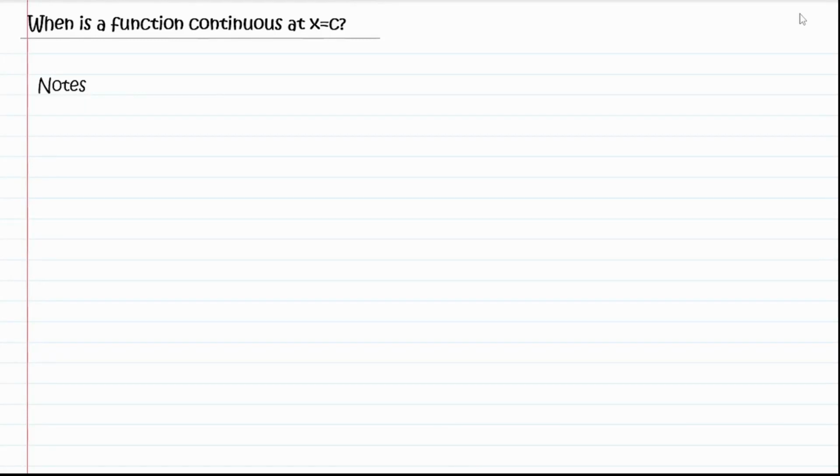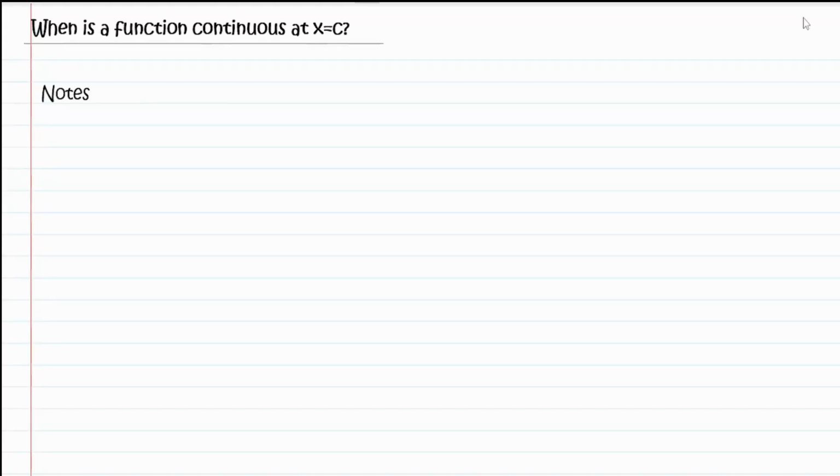Hey guys, in this video we're going to be talking about when functions are continuous at a point x equals c. So there are going to be three requirements for a function to be continuous at x equals c. The first one is that our function is defined at x equals c.